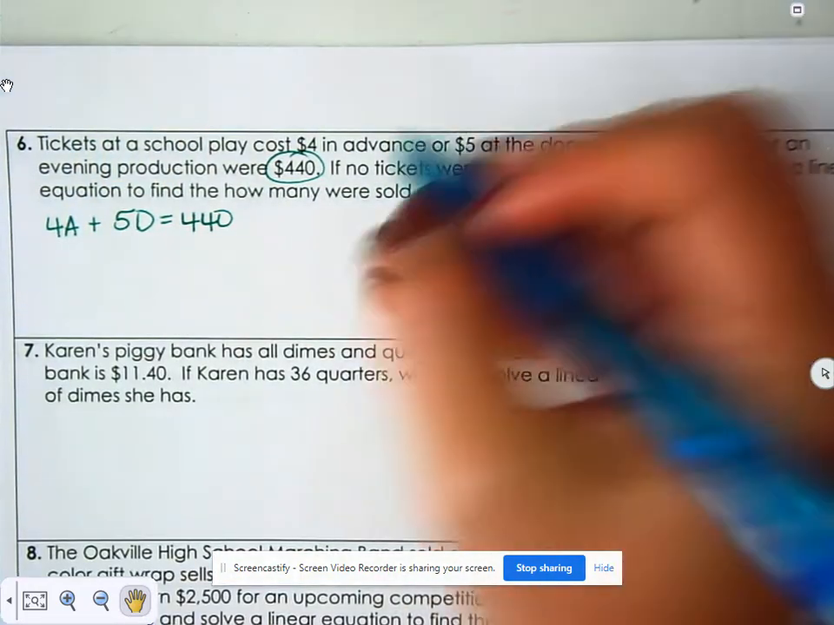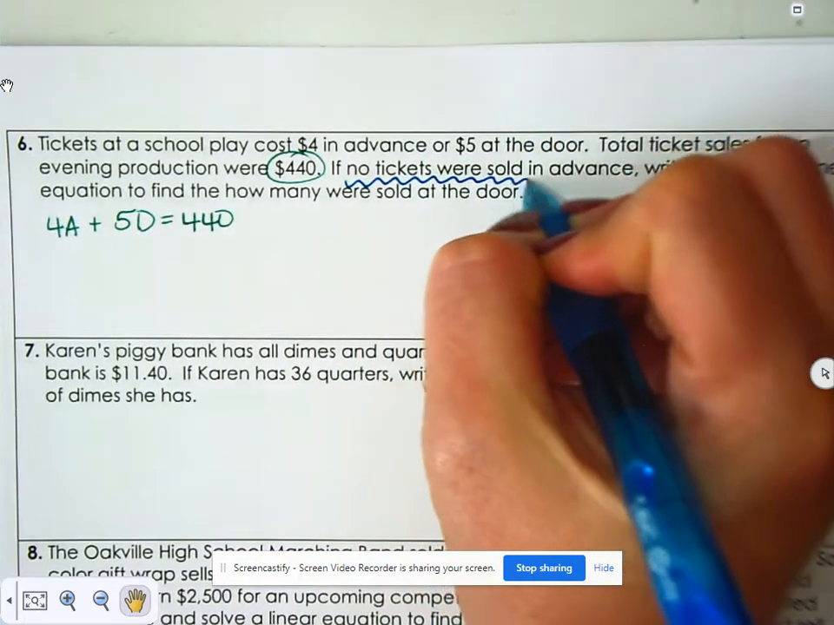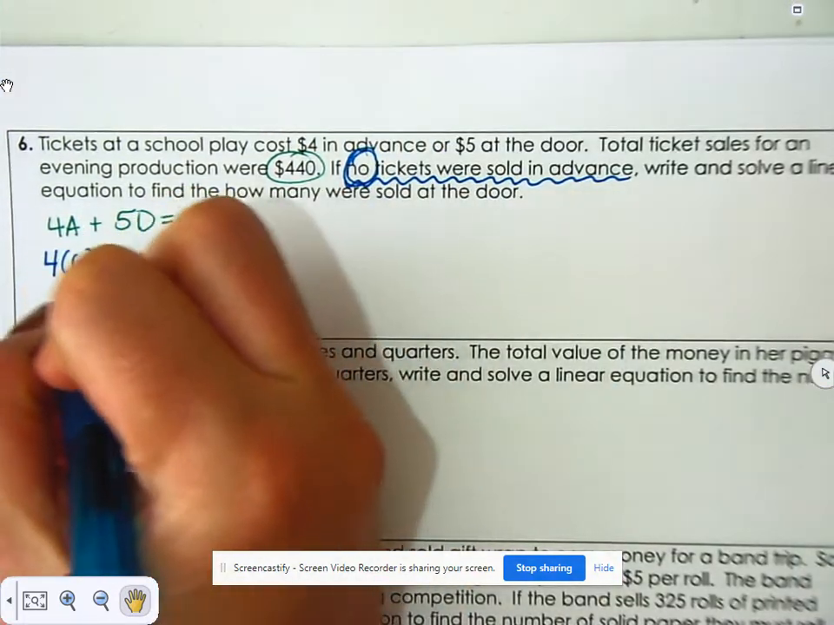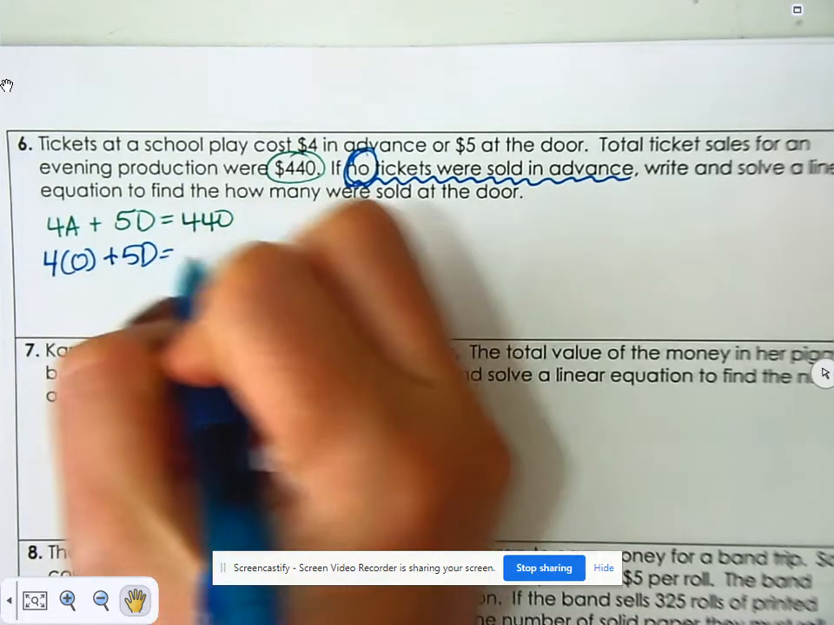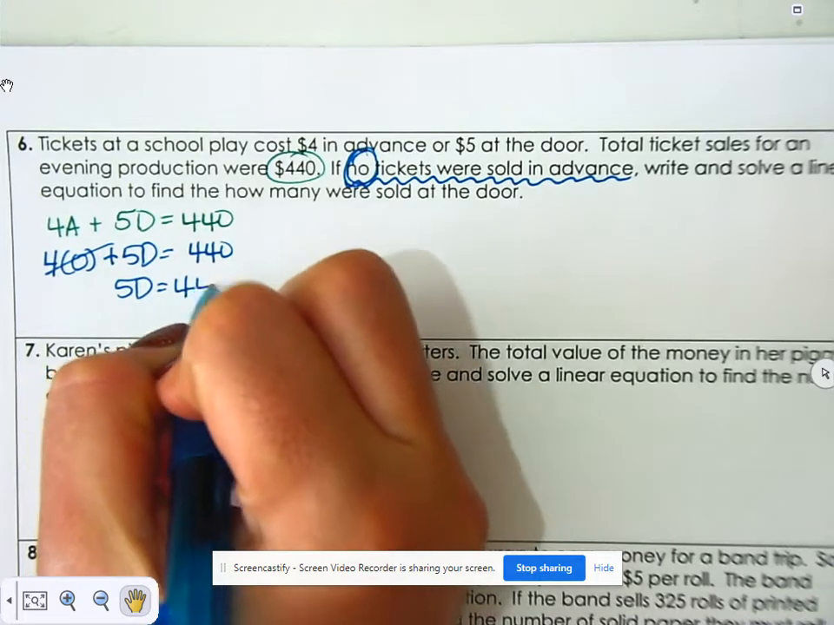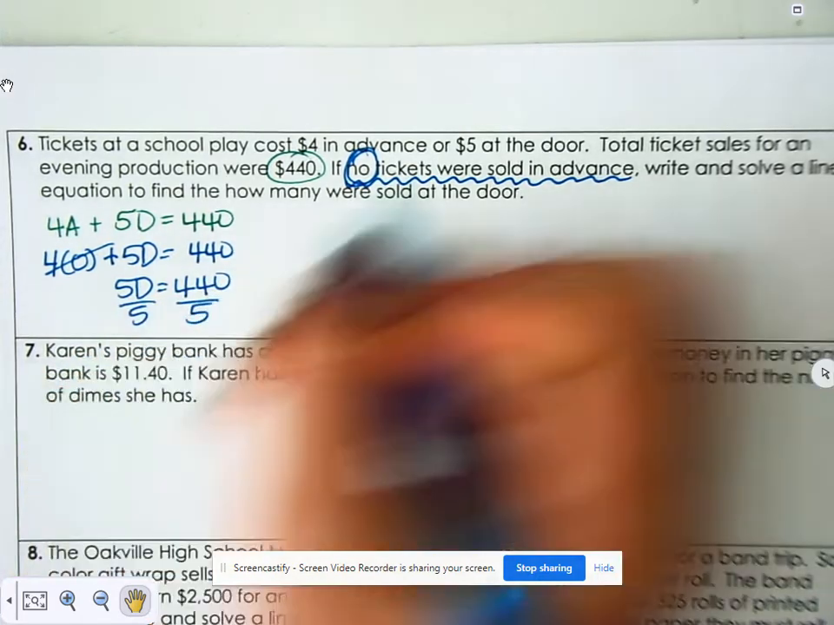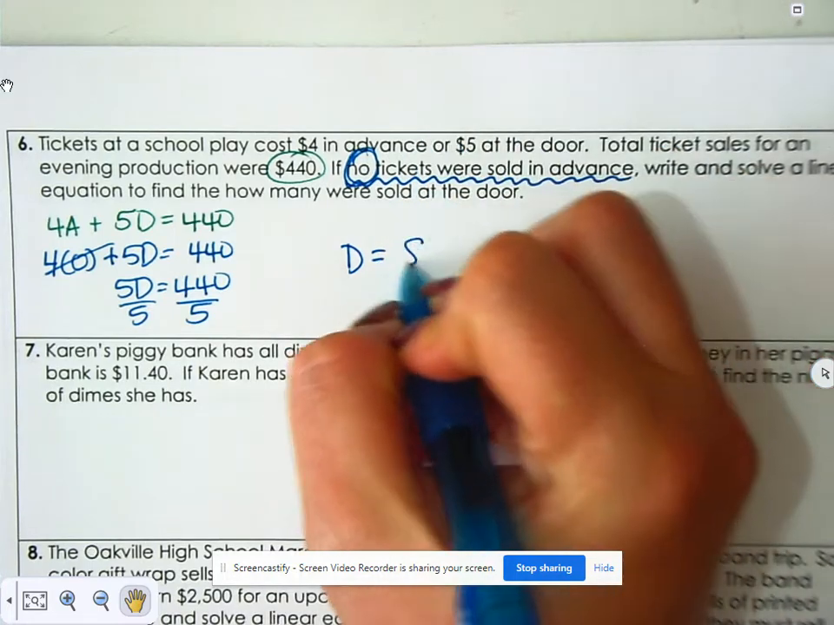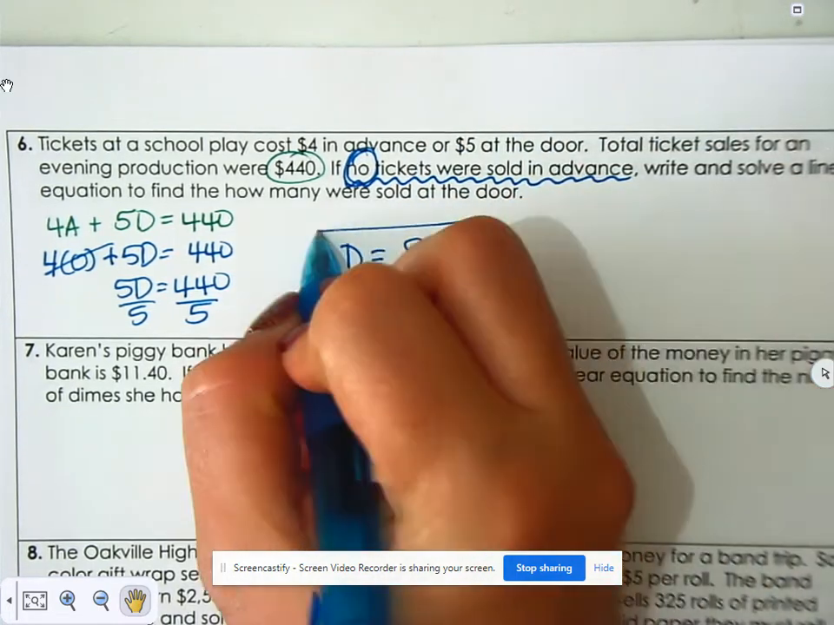All right, then we keep reading. It says no tickets were sold in advance. So that means 0 goes in for A, which ultimately cancels that out, y'all. So we have 5D equals 440, and we're going to divide by 5. And you should get that the door tickets, which are all tickets in this situation, was 88.